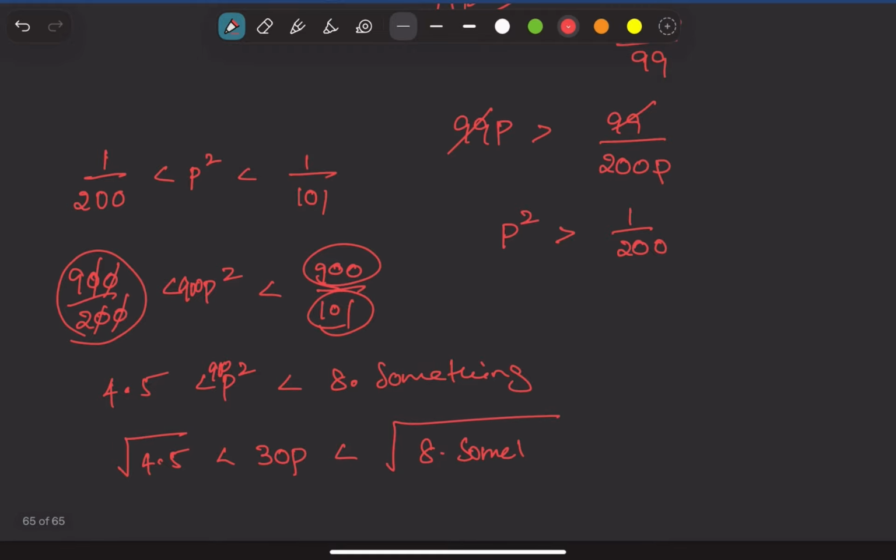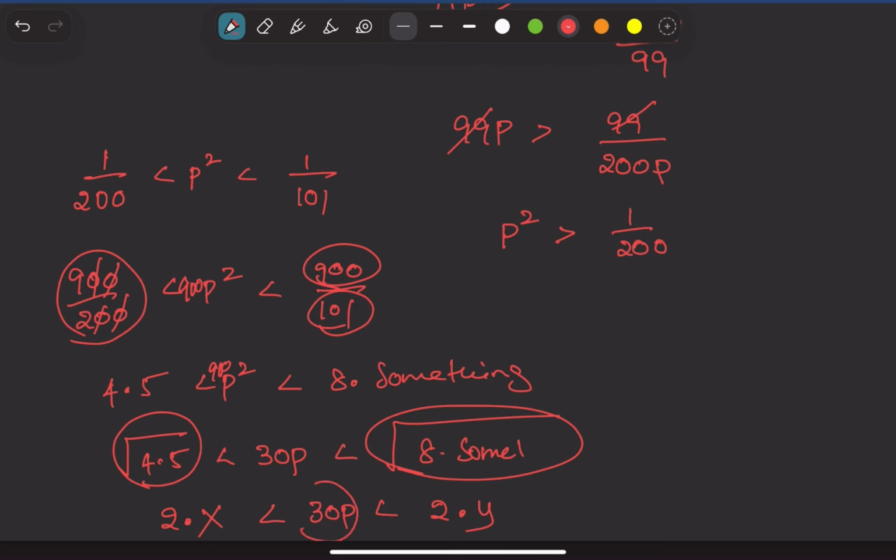So square root of 4.5 is 2 point something, let's say 2 point x, less than 30p less than square root of 8 point something, which is also 2 point something, let's say 2 point y. So 30p lies between 2 point x and 2 point y. So 30p is something like 2 point z. So the integral part of 30p is equal to 2. So it is.